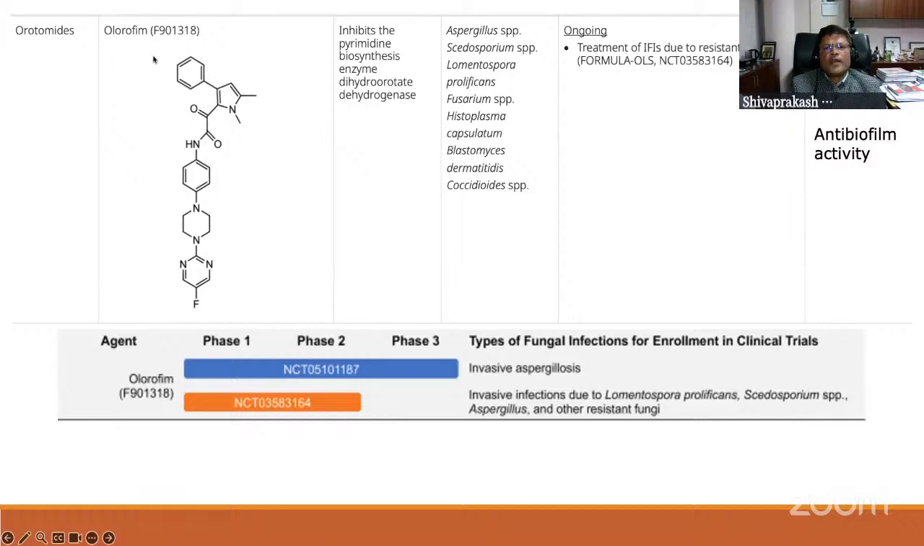Olorofim, again, has a completely different mechanism of action. It will inhibit the pyrimidine synthesis. So in that way, you can see that it is having action on most of the antifungal-resistant fungi, but it does not cover mucormycosis. Both IV as well as oral formulation is there. So in this way, it is really very useful for the treatment of invasive aspergillosis mainly, and also for Scedosporium as well as Lomentospora infections.